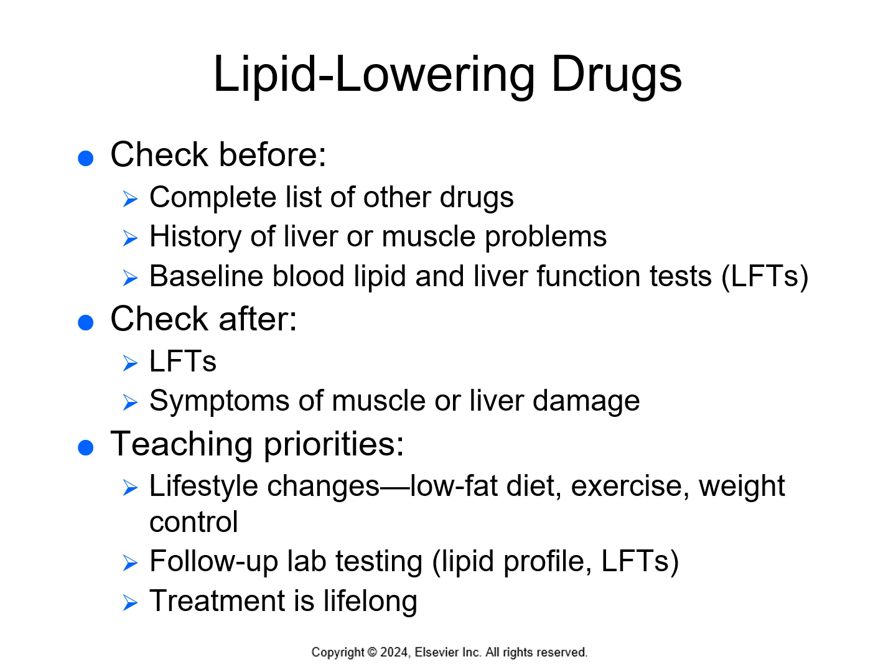Before we give any anti-hyperlipidemic drugs, we have to get a complete drug list, including herbal and over-the-counter drugs. We need to know if women are pregnant or plan on becoming pregnant or breastfeeding. We need to know histories of liver and muscle problems. And after, we need to monitor liver labs and for symptoms of liver damage like jaundice, dark urine, light-colored stool, and muscle damage like soreness, pain, and weakness. And we teach our patients about continuing those lifestyle changes, following up with their labs, and that treatment is lifelong.